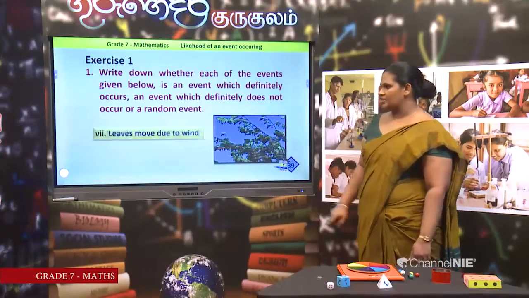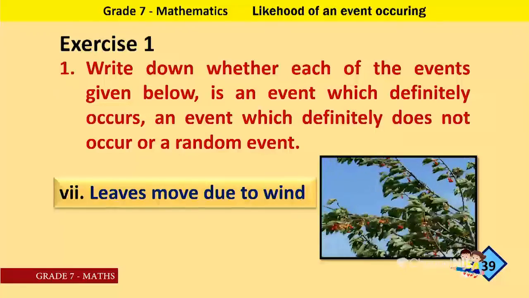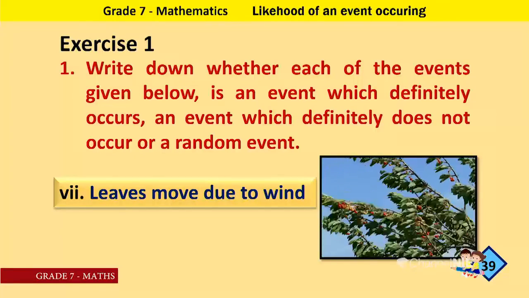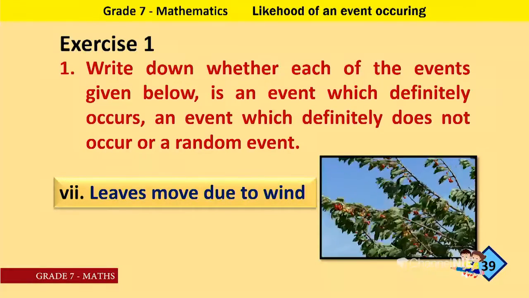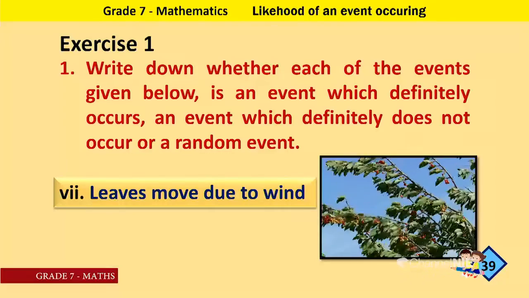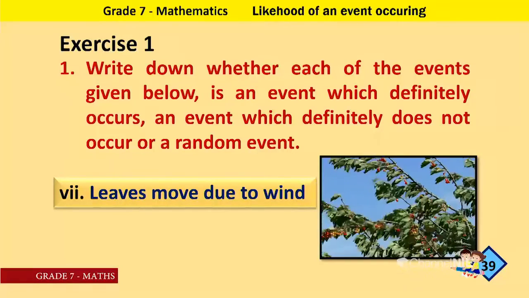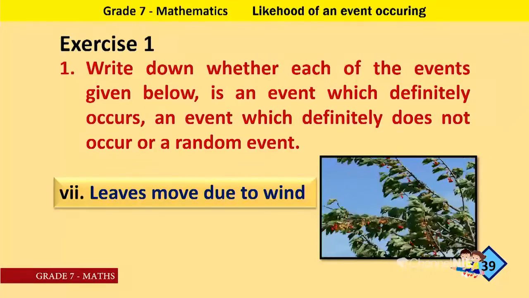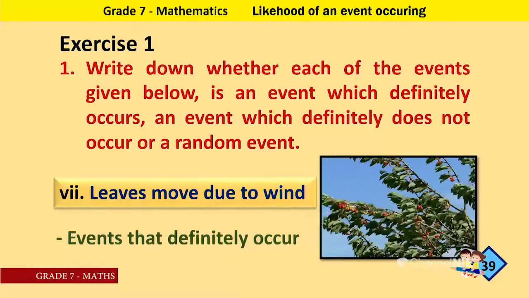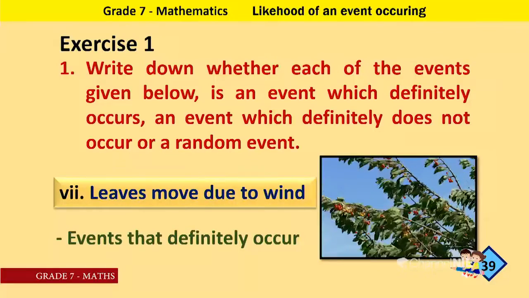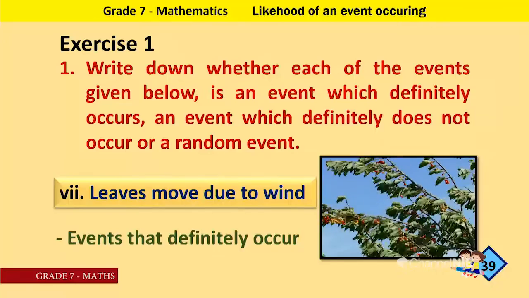Right. What is this? Leaves move due to wind. Right. In the figure also you can see some leaves are moving. Isn't that so? Right. Now, if there is wind, obviously leaves move. Therefore, it's an event that would definitely occur.